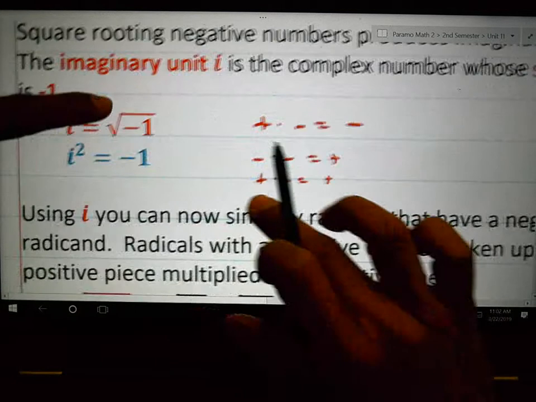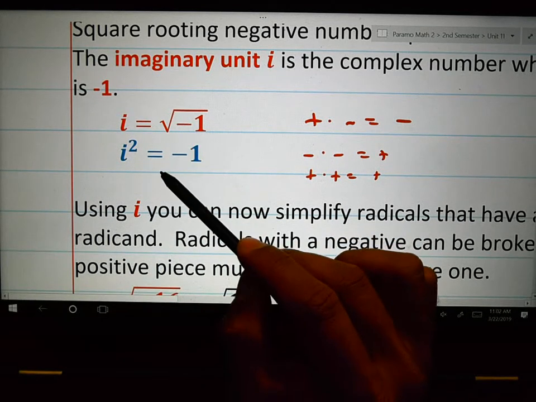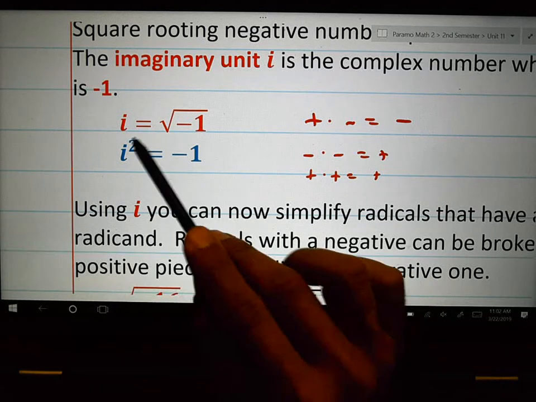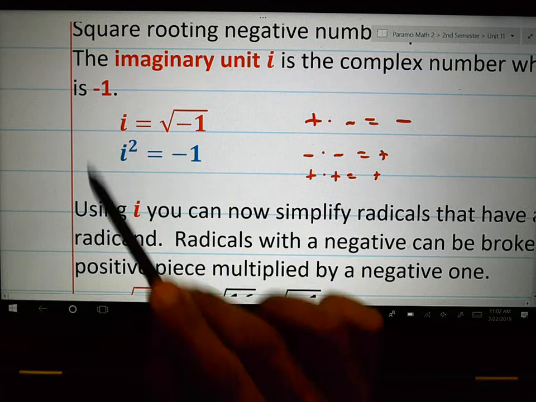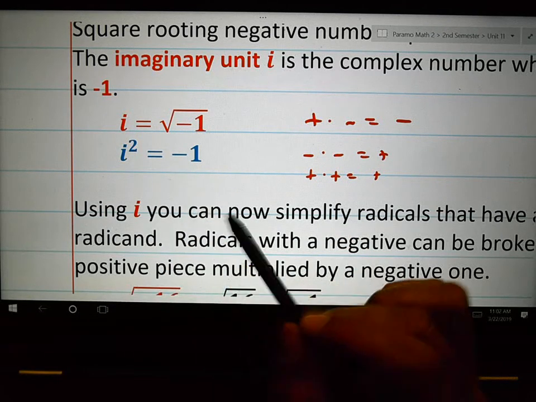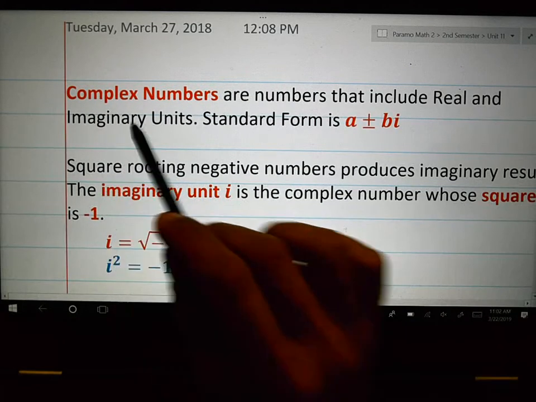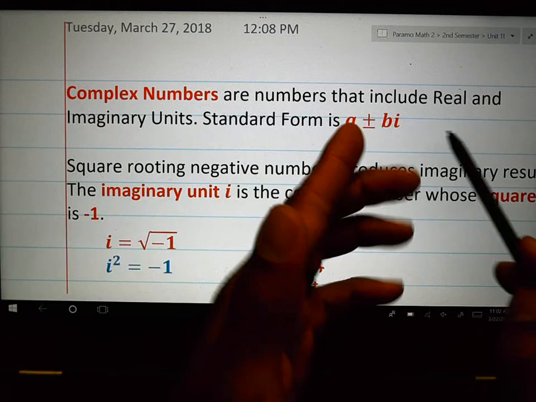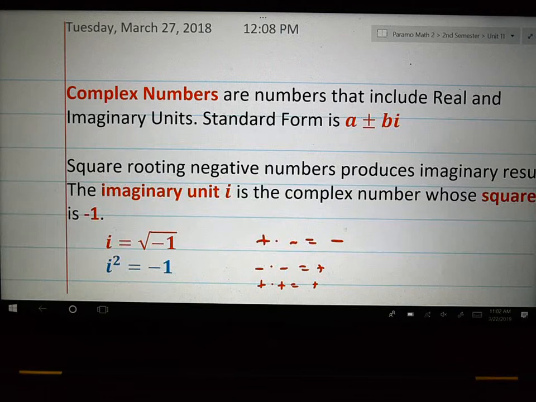So literally, if you memorize these two things, you're going to be able to do a lot of the problems on this worksheet. i is the square root of negative 1. We're going to be turning these things into i's, and then we're going to be turning i squareds into negative 1. The basic idea is that we're going to have real parts of numbers being added with or subtracted by imaginary ones. That's what a complex number is.